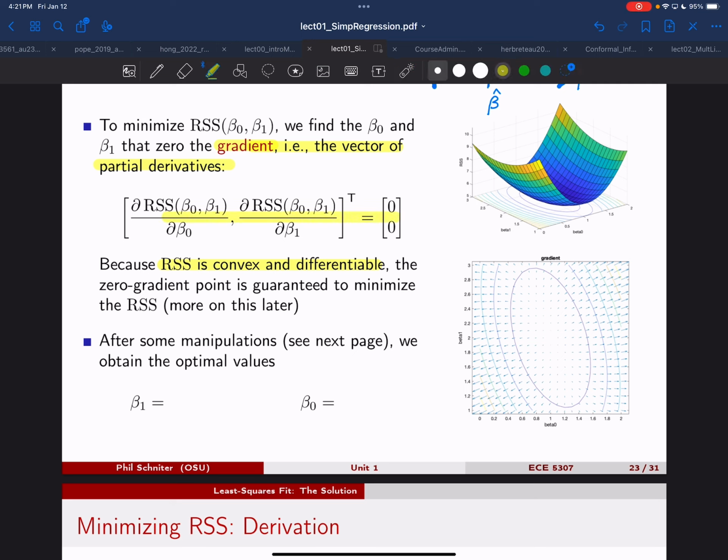Okay, any questions on any of this? How many of you have heard of the gradient before? Just curiosity. Okay, great. All, if not almost all of you.